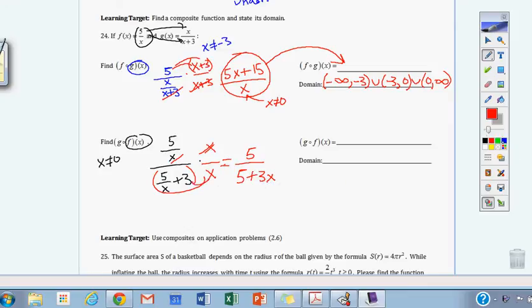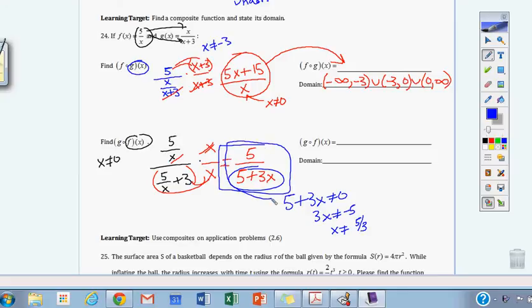Okay, so looking at domain now, this bottom is not allowed to be 0. So 5 plus 3x cannot be 0. So 3x cannot be negative 5, meaning x cannot be negative 5 thirds. So again, right here, I'm going to box this. This is the composite function. That would go right there.